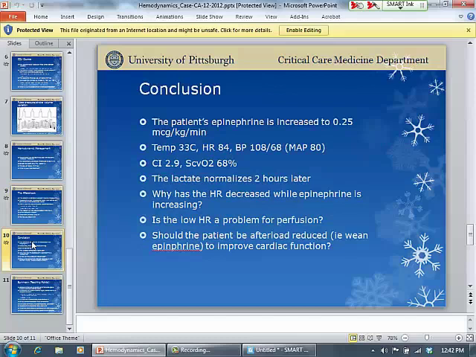Why was the heart rate decreasing while the epi is increasing? How do you explain that? Increase the preload? Well, you didn't change the preload, right? Part of it is potentially that if he was in a vasodilatory state, by constricting him you actually did improve venous return, right? So you took up his systemic pressure, right?